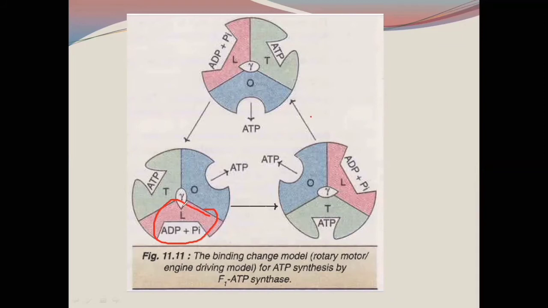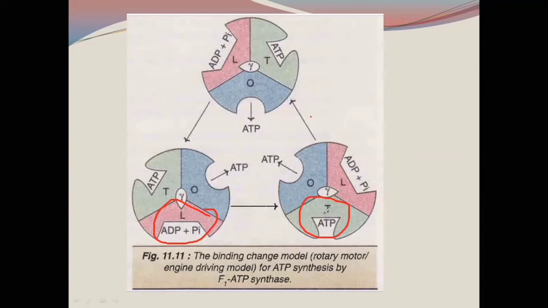Let's see this gamma: as the protons are moving from the C unit to the inside, the matrix, the gamma will undergo a conformational change and now it causes the rotation. When it rotates, the open conformation is converted into the loose conformation, and this loose conformation is converted into the tight conformation because of the rotation of this gamma subunit. You can see when it is pointed towards this part, it will always be loose. Now it has rotated. Now what will happen?